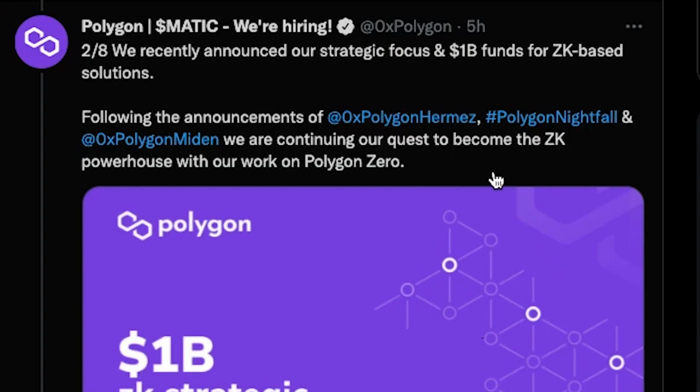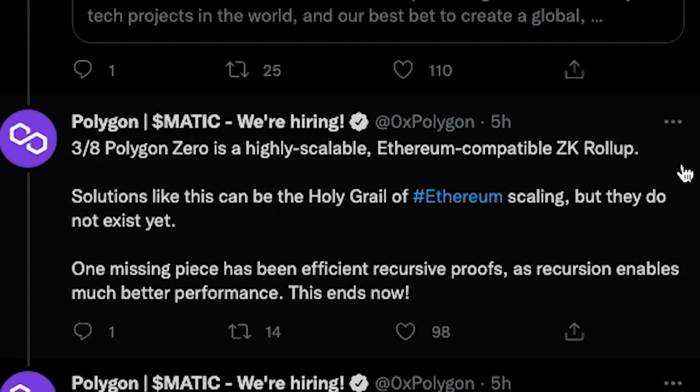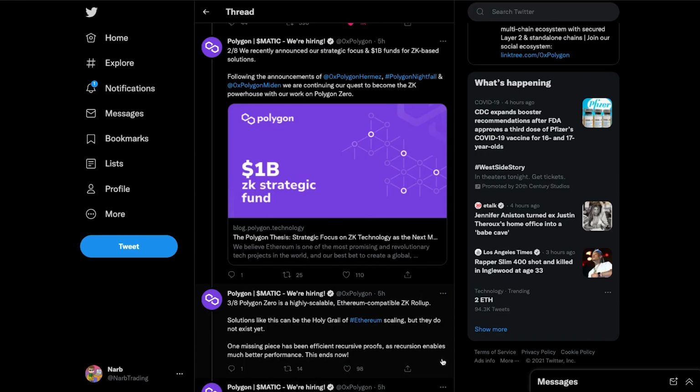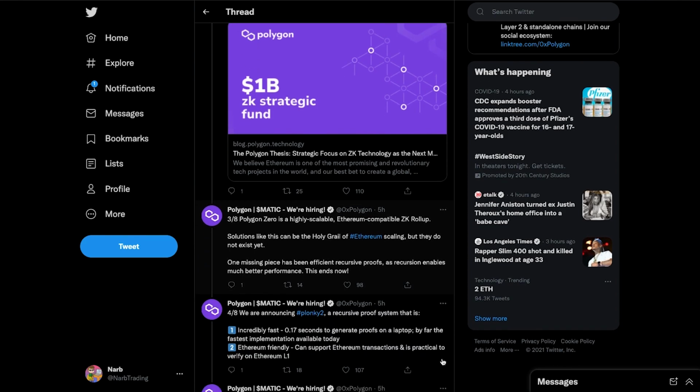Moving on, we recently announced our strategic focus and $1 billion fund for ZK-based solutions. Following the announcements of Hermes, Nightfall, and Polygon Maiden, we are continuing our quest to become the ZK powerhouse with our work on Polygon Zero. Polygon Zero is a highly scalable Ethereum-compatible ZK rollup. Solutions like this can be the holy grail of Ethereum scaling, but they do not yet exist. One missing piece has been efficient recursive proofs, as recursion enables much better performance. This ends now.